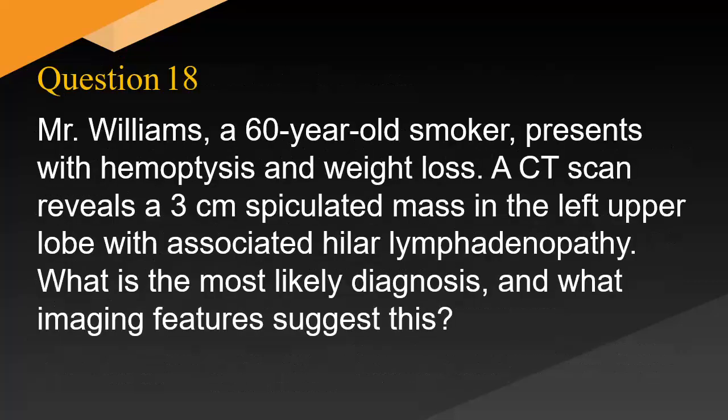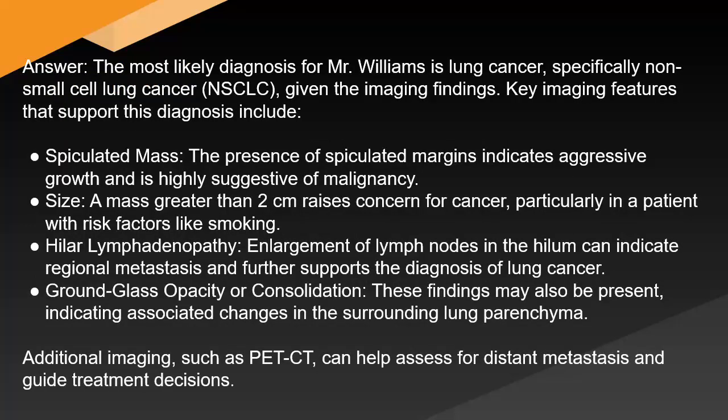Mr. Williams, a 60-year-old smoker, presents with hemoptysis and weight loss. The CT scan reveals a 3 cm spiculated mass in the left upper lobe with associated hilar lymphadenopathy. What is the most likely diagnosis and what imaging features suggest this? Answer: the most likely diagnosis for Mr. Williams is lung cancer, specifically non-small cell lung cancer, given the imaging findings.